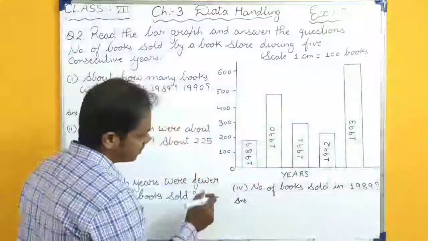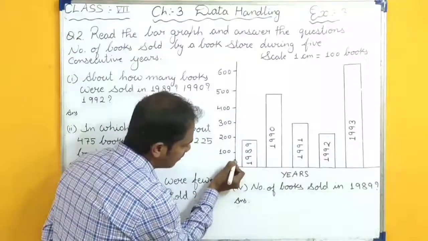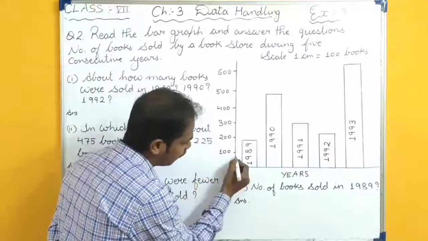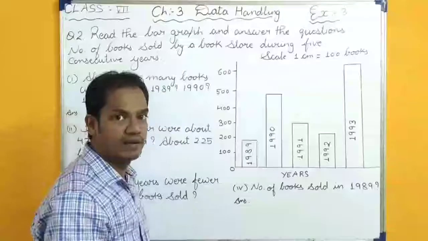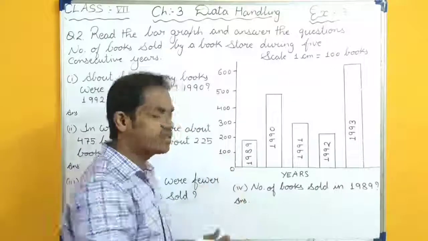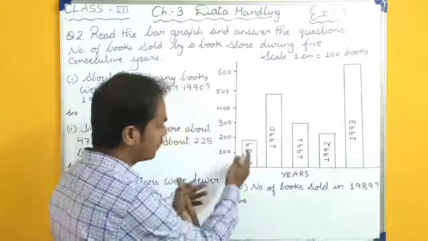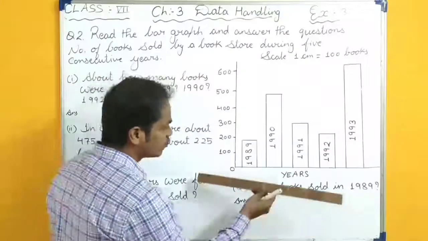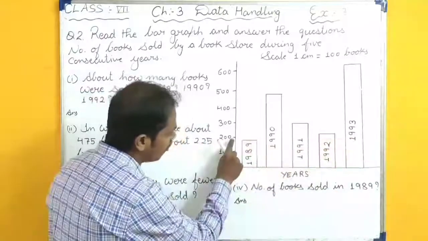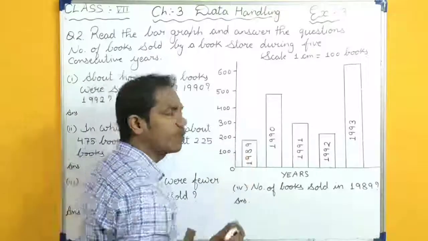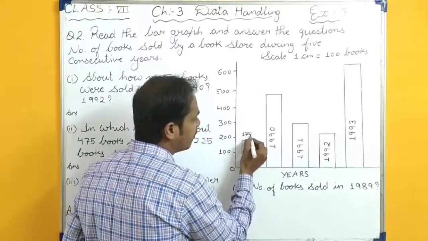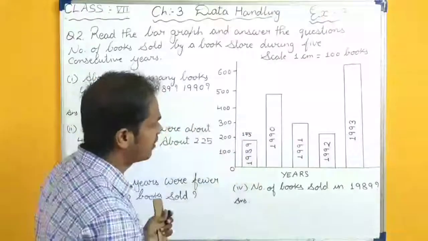Suppose this is 0. This center point is 50. And between 50 and 100 what will you get? 75. Between 0 and 50 what will you get? 25. In this way, with the help of a ruler you can observe this bar graph and find the values. When you check 1989 with the scale, you can observe it is less than 200. So approximately I am writing 175 number of books sold.